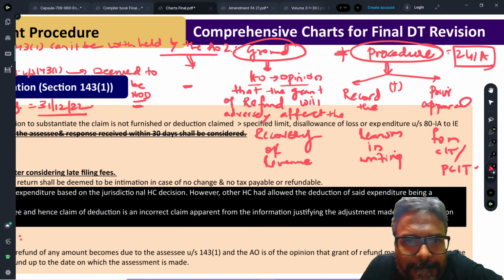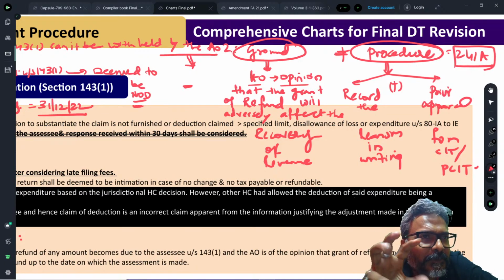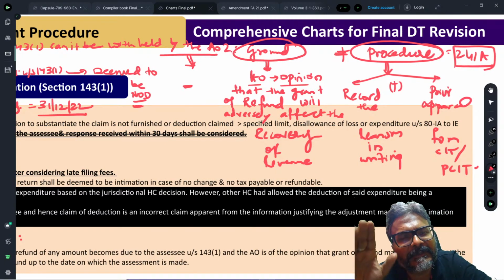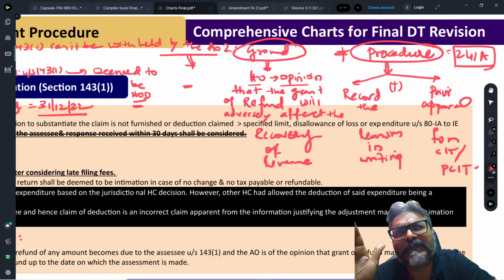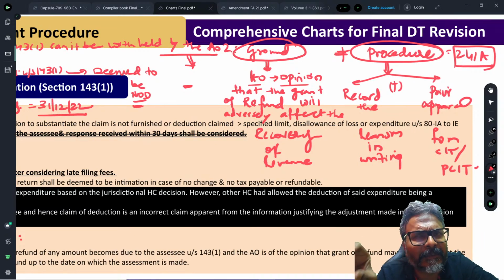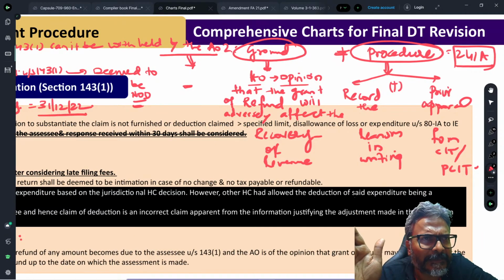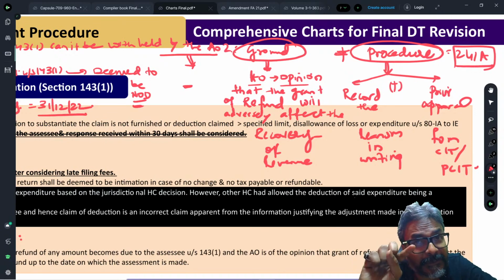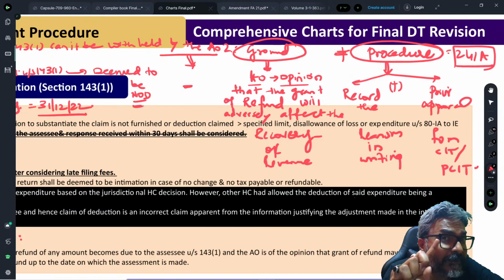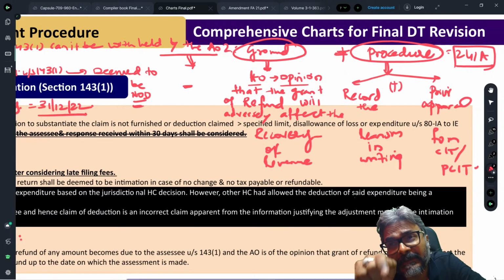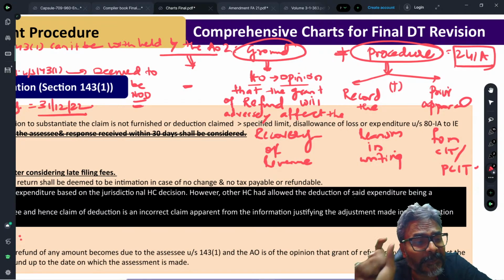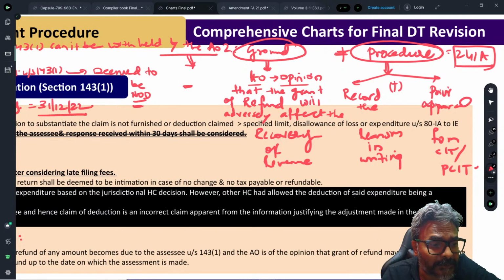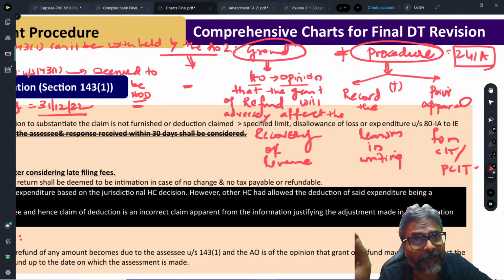Students, here, whether the refund which has been withheld by the AO under section 241A can be adjusted against any demand payable by the CPC? And the answer is yes. This adjustment of the withheld refund against the demand payable by the CPC is very much possible.